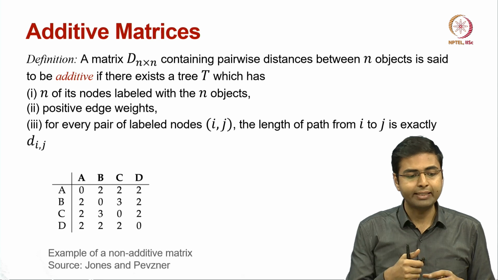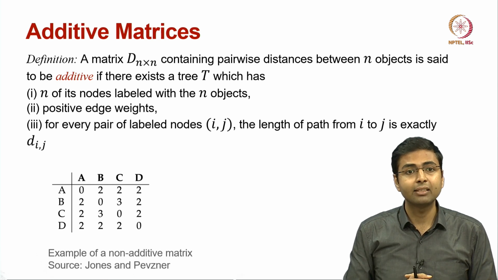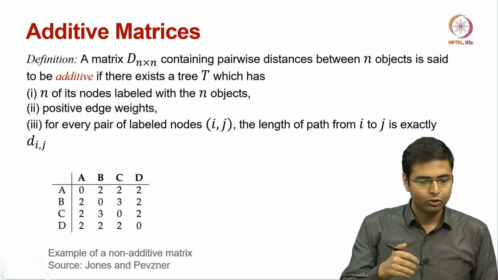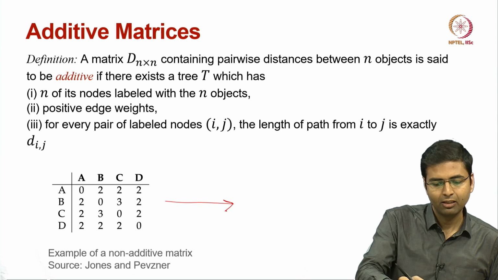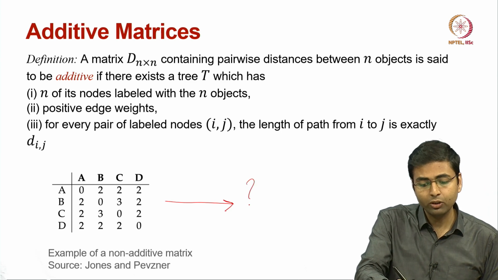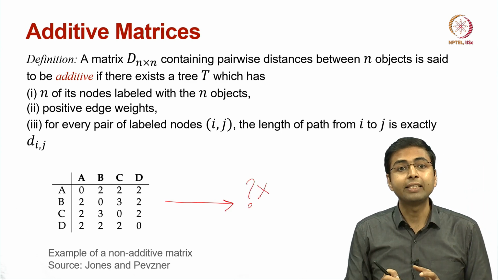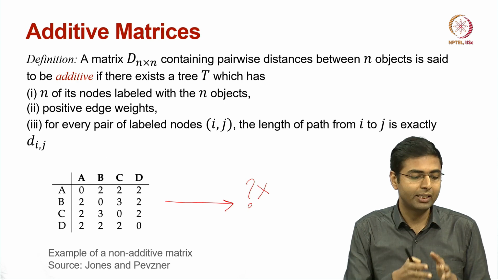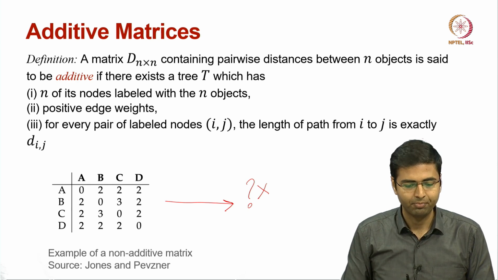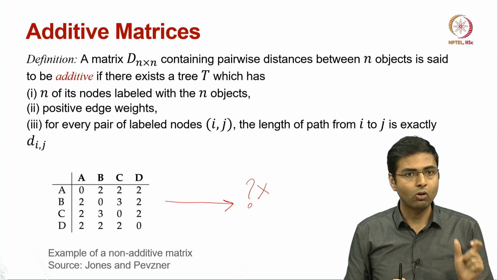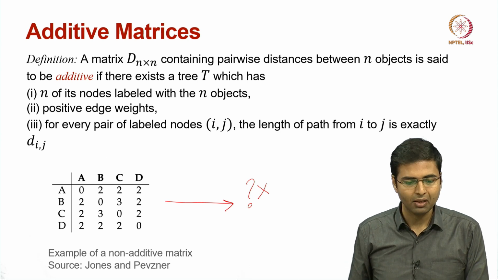Whereas here is one more example where the matrix is not additive. For this particular matrix, it turns out that there is no tree which would be consistent with the matrix. So this is a non-additive matrix.